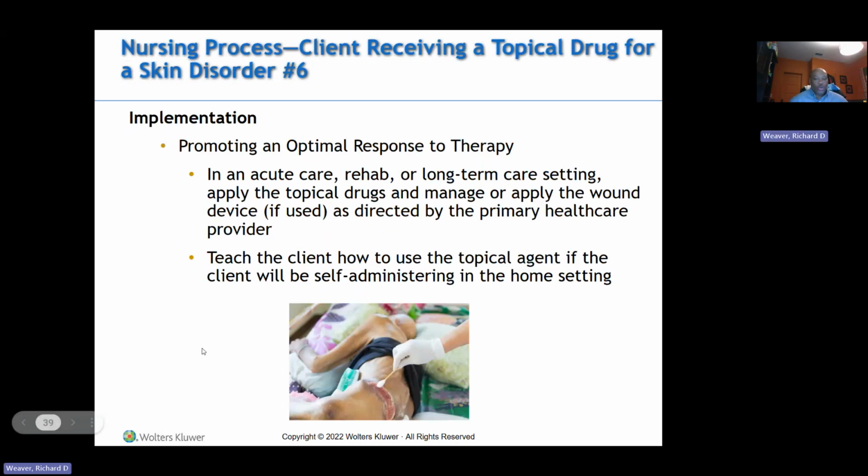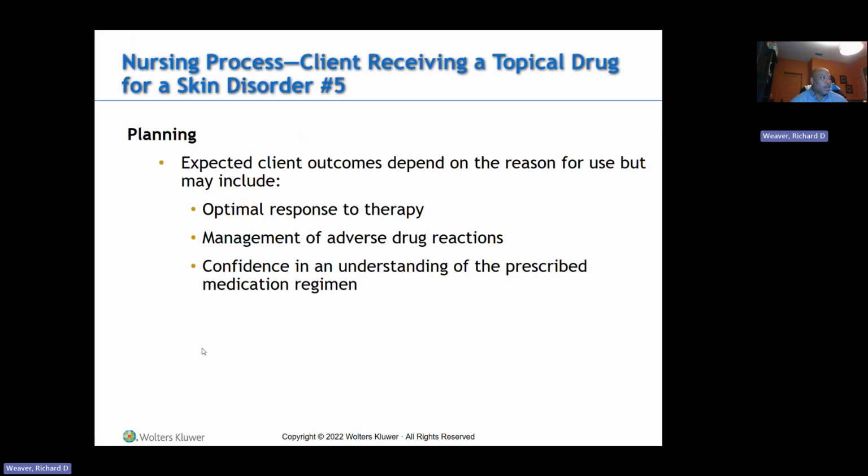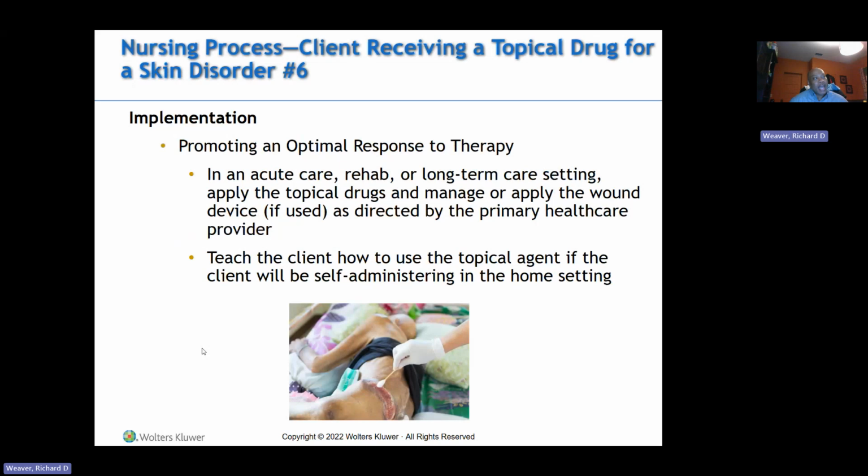All right, so now we're at the doing part of the nursing process. That's planning. All right, so this is the doing. This is actions that we're carrying out. This is how we promote optimal response to therapy, in other words. So, in an acute care setting, rehab, or long-term care setting, we apply the topical drugs, and we manage and apply the wound device if used as directed by the primary care provider. Not something we do, we don't take it upon ourselves, in other words.